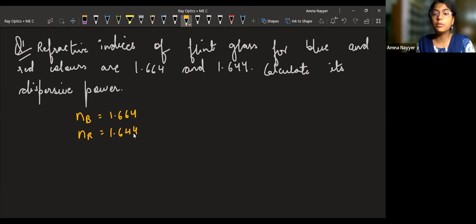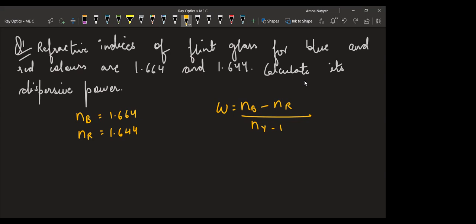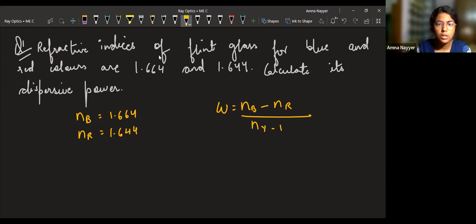Now see, in the formula of dispersive power, you have refractive index of blue minus refractive index of red divided by refractive index of yellow minus 1. So I do not have yellow's refractive index. How can I calculate the refractive index of yellow? I just have it for blue and red. How can I find out? nB plus nR by 2. Exactly. It is nB plus nR by 2, for the mean we divide by 2. So yes, n yellow will be nB plus nR divided by 2.